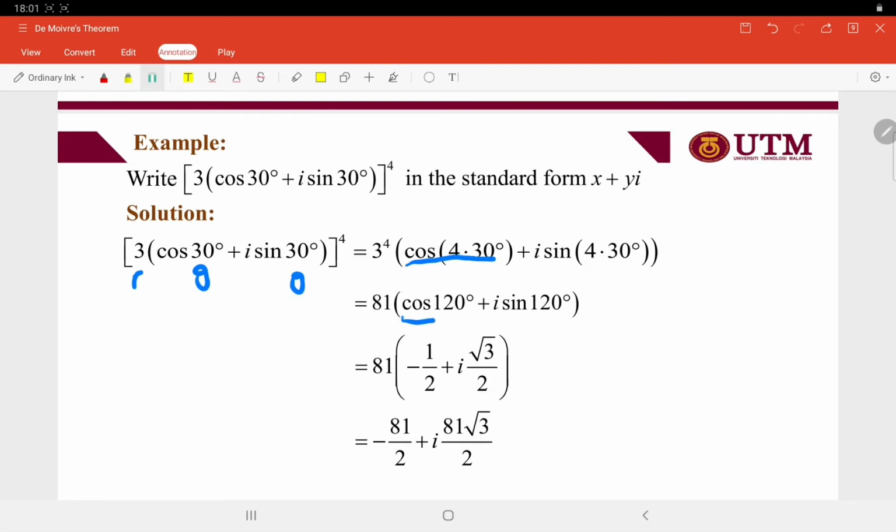So now we solve our cos 120 degrees, which is equal to negative 1/2, and sin 120 degrees is equal to root 3 over 2. Then we simplify this, and we will get negative 81/2 plus i times 81 root 3 over 2.